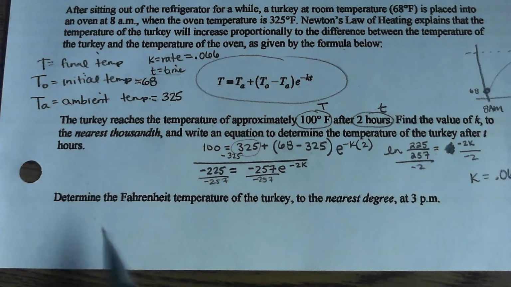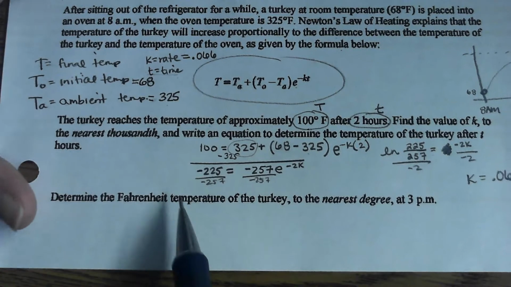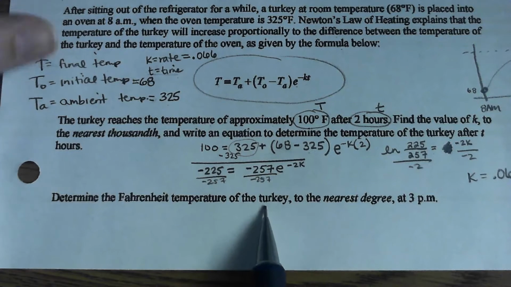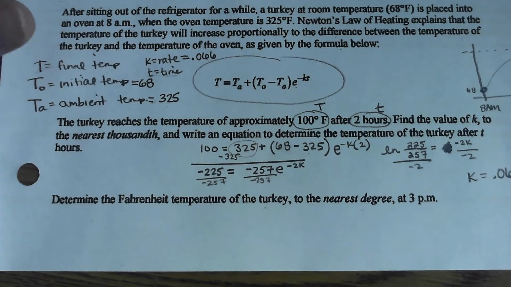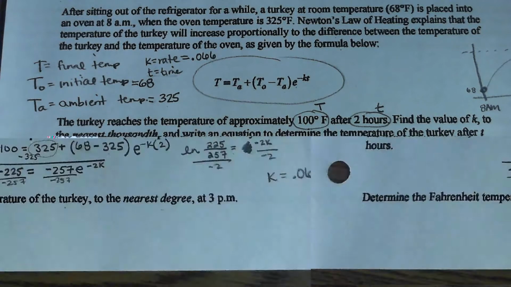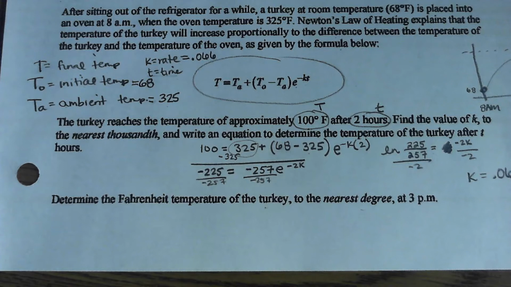So the follow-up with this is determine the Fahrenheit temperature of the turkey. So we're looking for capital T to the nearest degree at 3 p.m. What do I plug in for little t, the time, at 3 p.m.? Chris? 7. And explain to everybody how you got 7.